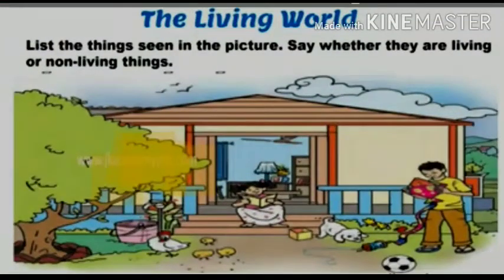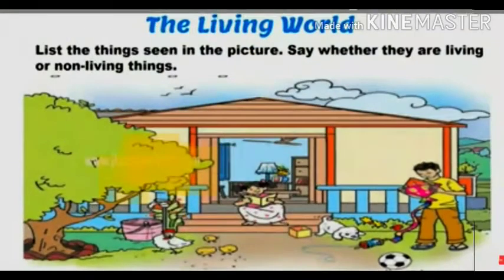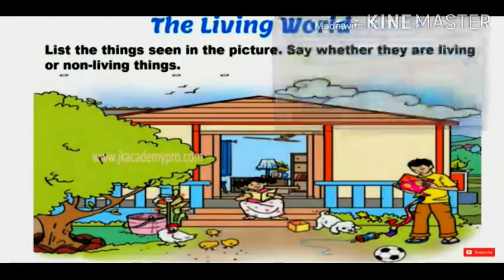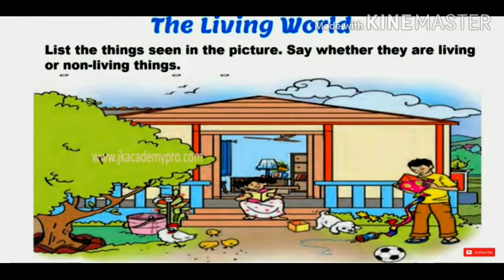Students, can you see a picture on your screen? Okay. Now do one thing. Draw 2 columns in your science notebook and mark it as living things and non-living things. Now observe this picture carefully and list down all the things that you see in this picture. If you find that it is a living thing, then put it in the living thing column, and if it is a non-living thing, then put it in the non-living thing column.